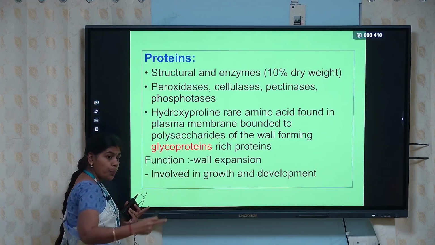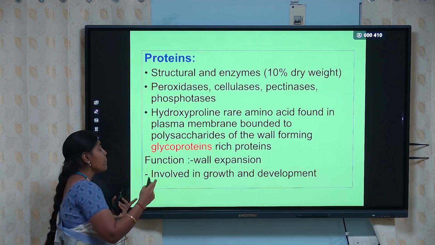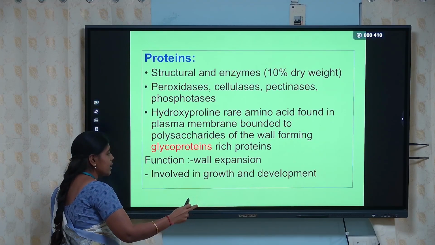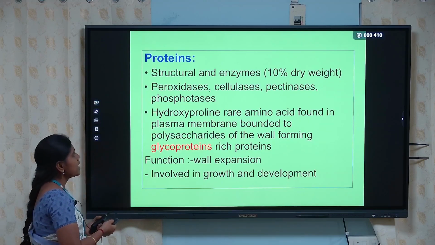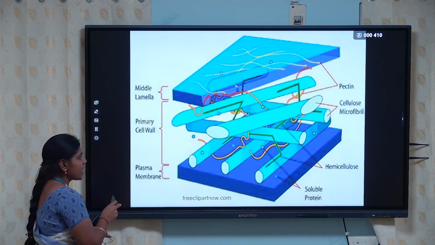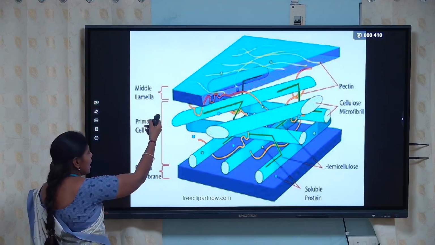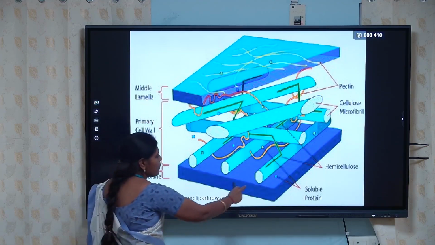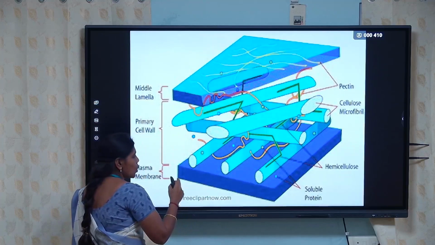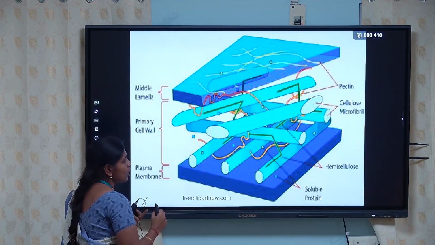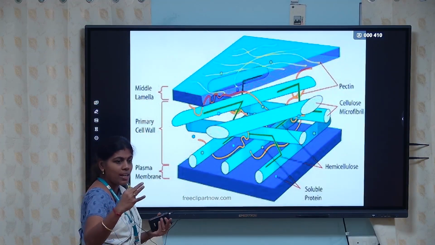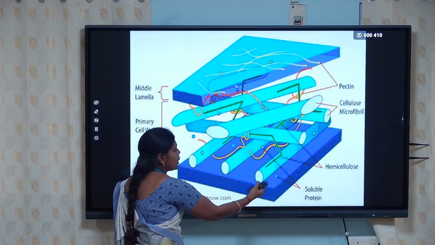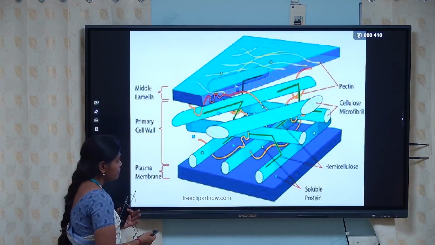Glycoproteins are rich proteins located in the cell wall, and the function is cell expansion, involved in growth and development. So again I say, the middle lamella and primary cell wall and plasma membrane, and see the soluble proteins are here. So in between the hemicellulose and cellulose, the pectins are a wire-like structure, intertwined, and here the soluble proteins are located.